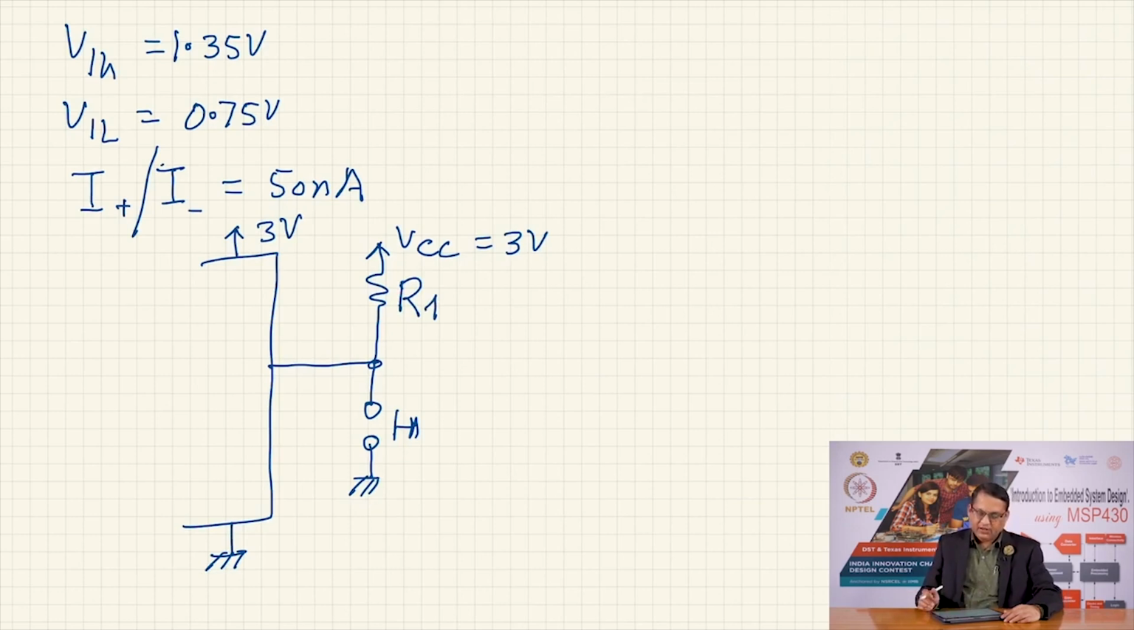Now, when the switch is not pressed, because there is a pull up resistor, a positive current will go into the pin and this current from the data sheet we have estimated to be 50 nanoamperes, and therefore, this current has to come from the supply. It will lead to a voltage drop across R1, which is VR1, equal to the value of R1 into 50 nanoampere.